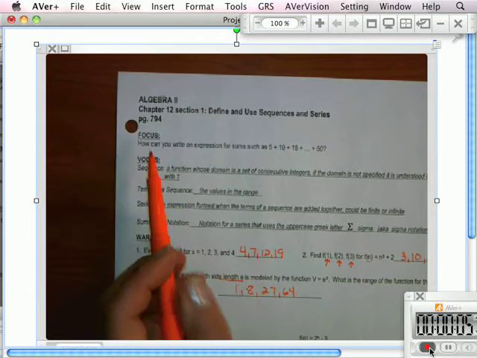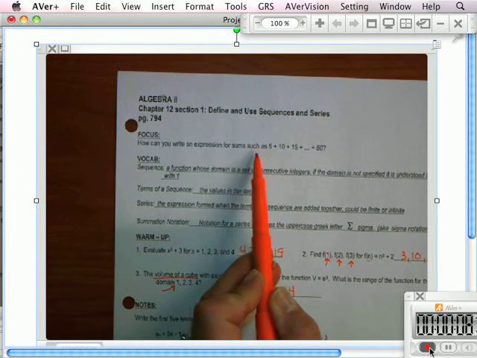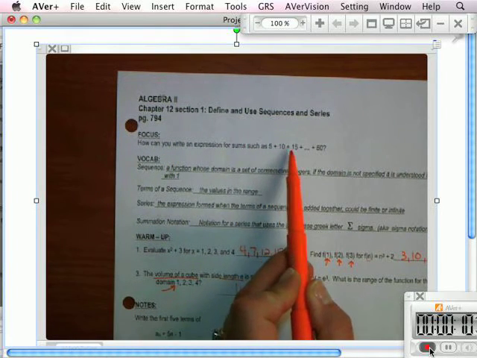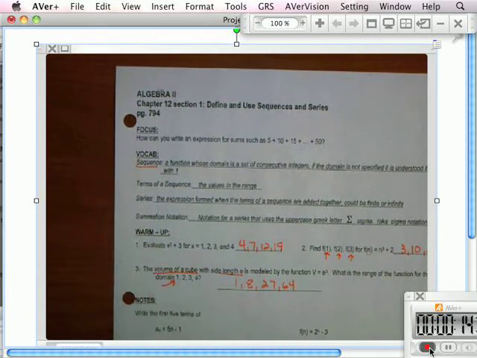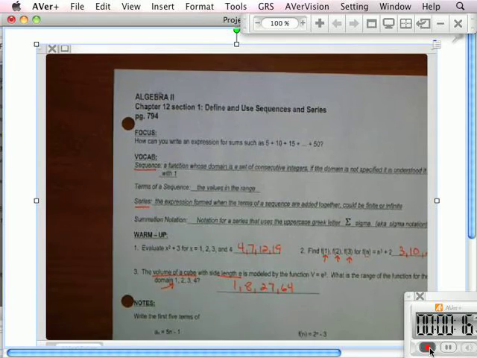Ready? How can you write an expression for sums such as 5 plus 10 plus 15 plus 50? We're going to kind of learn that today. Sequence and series are two things we're going to talk about.